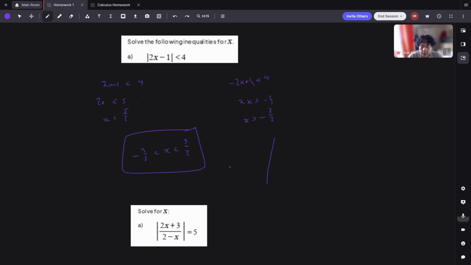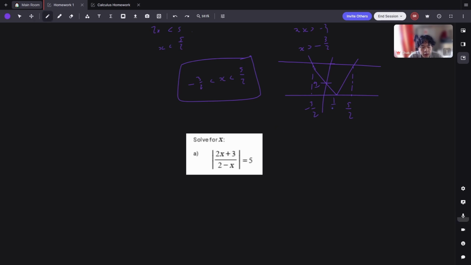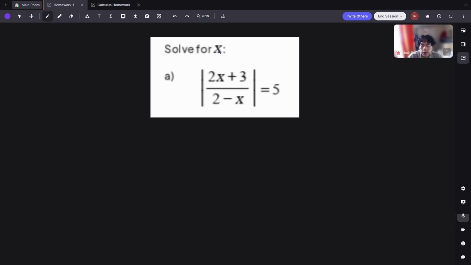Graphically, this would look something like this. So 2x minus 1 would look like this. And then 4 would be like, because this is 1, so 4 would be here. So when is it less than 4? It's going to be when it's between minus 3 over 2 and 5 over 2. And that's the value, because this is a half as well. So solve for x. So we need to solve for x in this scenario.